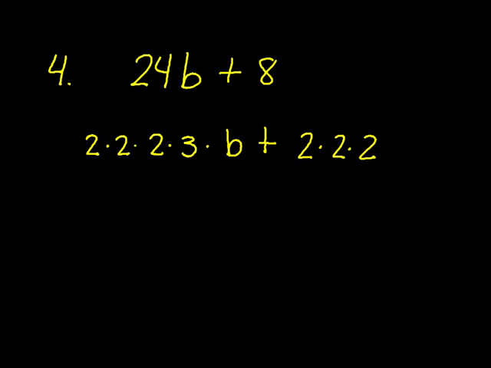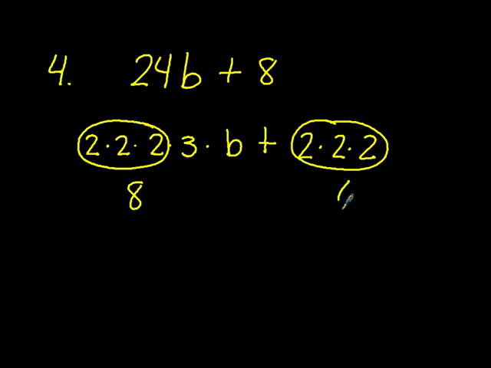So now that I've expanded both terms, I'm going to see what they have in common on both sides. So I see there's 2 times 2 times 2, and 2 times 2 times 2, which of course is 8. So 8 is the common factor for both terms.